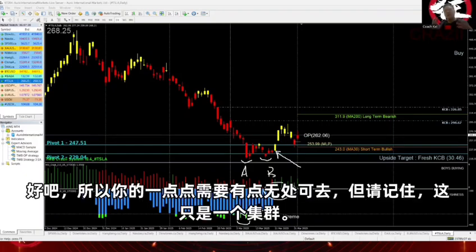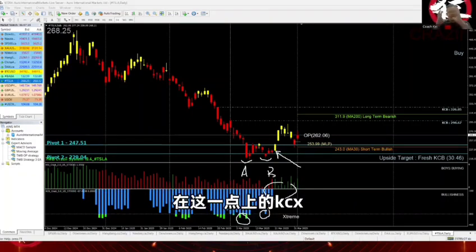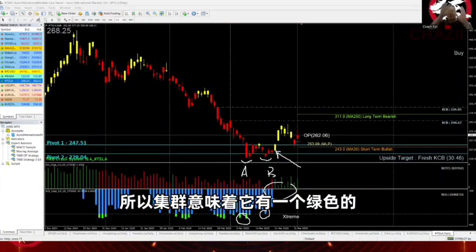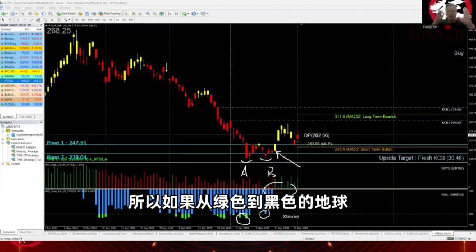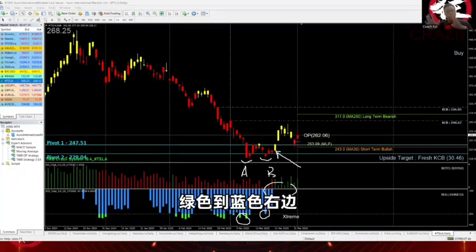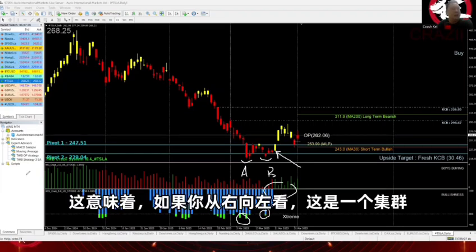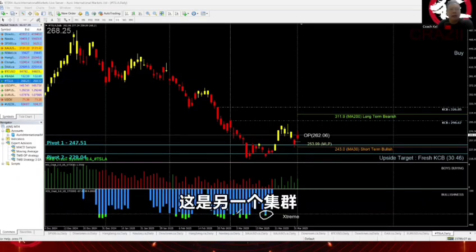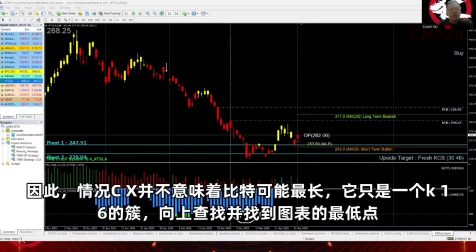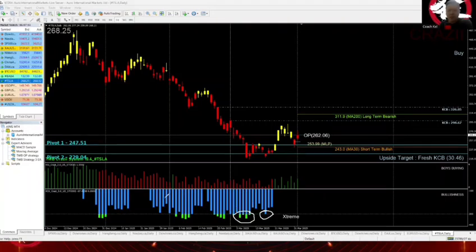All right, so you need to be a bit careful about where A and B are. But remember, it's just a cluster of KCX at the point. So a cluster means it's like the green. So if the thing from green turns to black, or green turns to blue, that means this cluster forms itself. It means, for example, that if you look from right to left, this is one cluster, and this is another cluster. So KCX doesn't mean it must be longest. It's just about a cluster of KCX. Then you look up and find the lowest point of the chart itself.